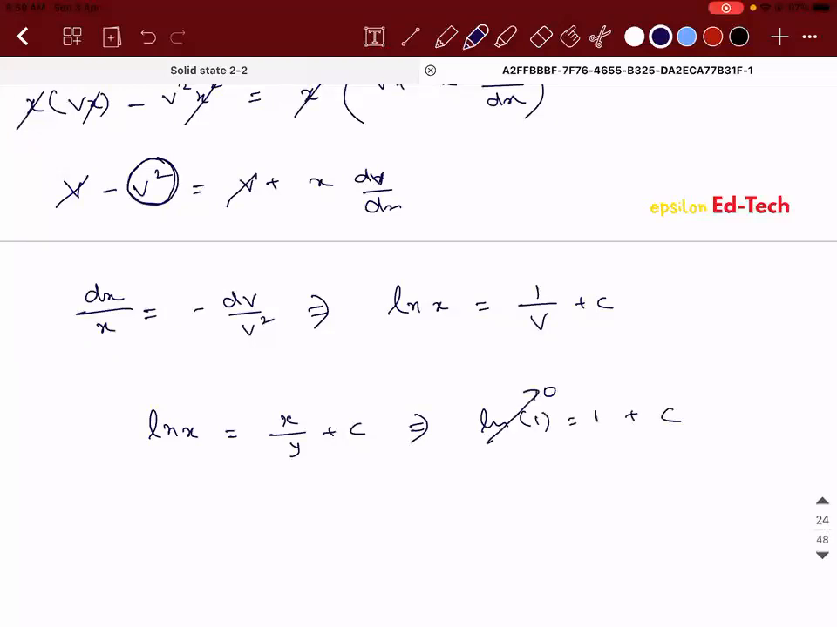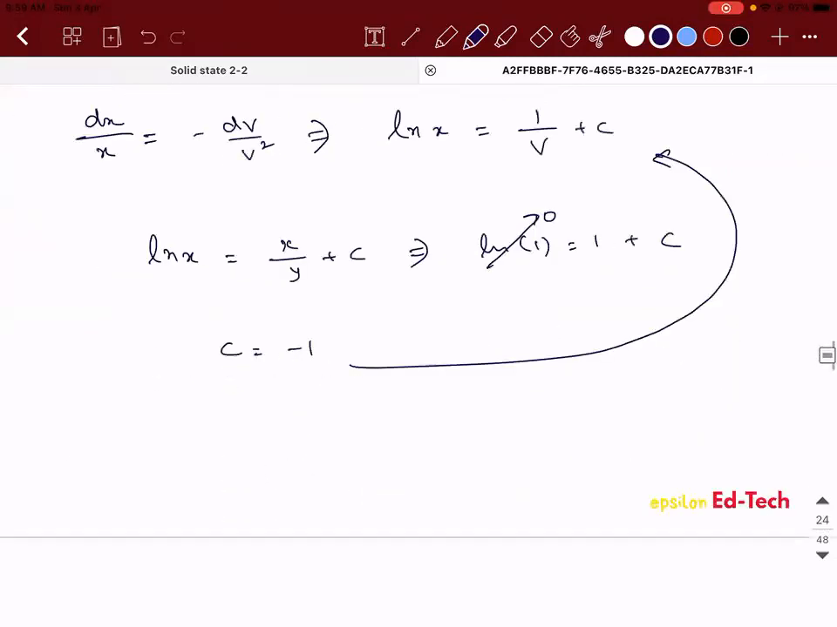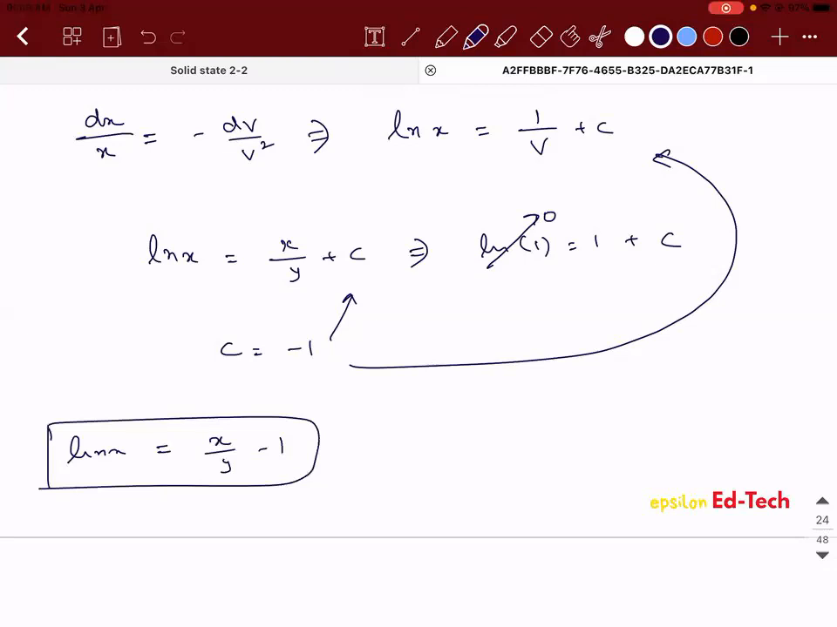Ln 1 is 0. So c will be equal to minus 1. Take this and substitute it here. So ln x is equal to x by y minus 1. So that will be the required solution.